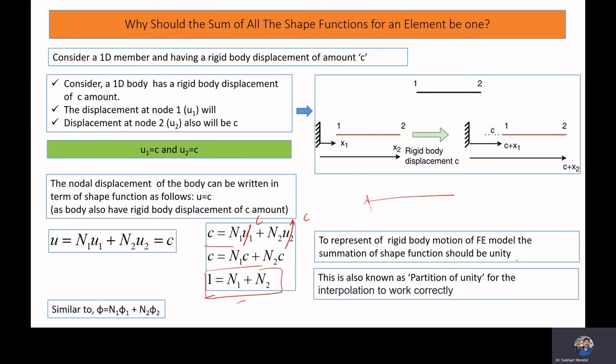This phenomenon is also known as partition of unity, and it is required for the interpolations to work properly. So to have proper interpolations, the partition of unity condition should be satisfied. In the finite element method, we represent this as the sum of the shape functions equal to 1. I hope you get some idea why the sum of all the shape functions for an element should be 1. Thank you.